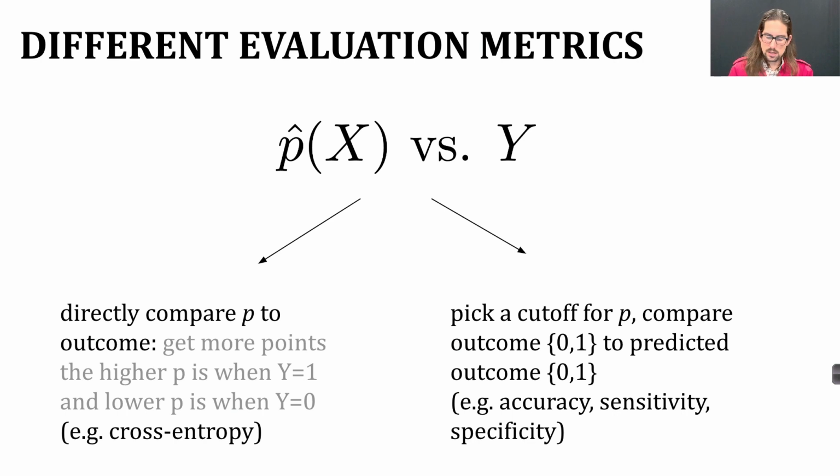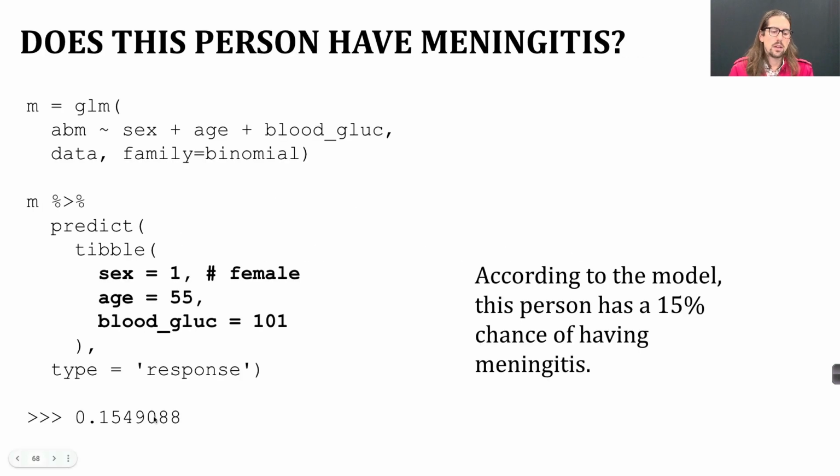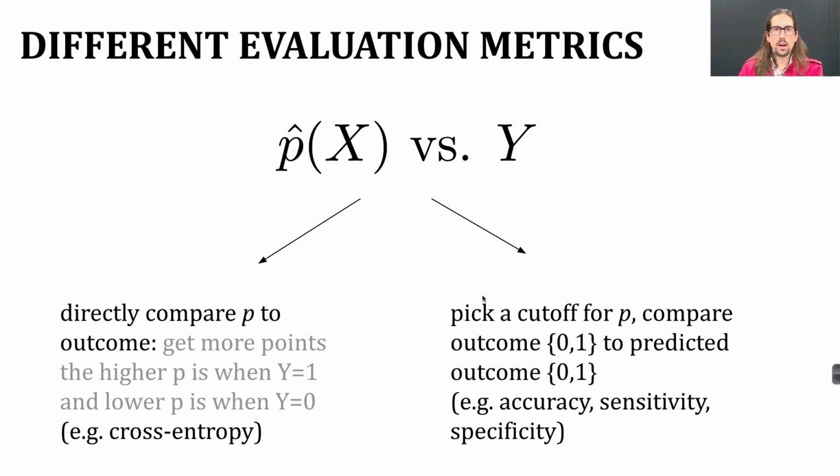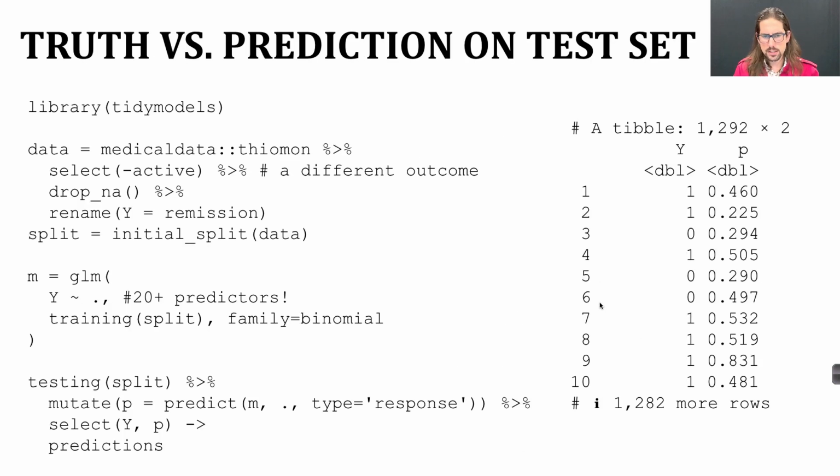The other option is to say, ultimately, if I see a predicted probability of 15%, it doesn't really matter what that actual number is, because the way that I'm going to use it is just to say if it's over a particular threshold, I'm going to act one way. So if this is over 60%, I'm going to rush this person to the ER or whatever, and if it's lower than 60%, I'm just going to let them wait in the waiting room. It really just matters whether the prediction is over or under that threshold. So I could alternatively pick a cutoff for P and then compare the outcome, which is 0 or 1, to the predicted outcome. If P is greater than 60%, I'm predicting the outcome is 1. If it's lower, I'm going to predict the outcome is 0. And this is a different set of metrics.